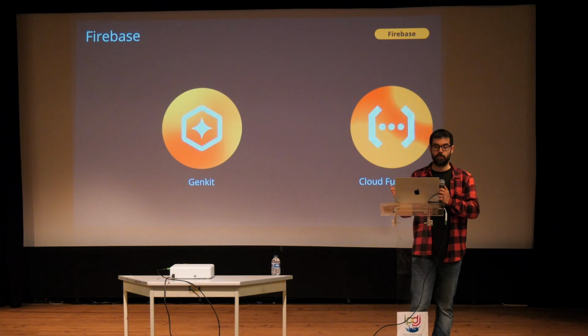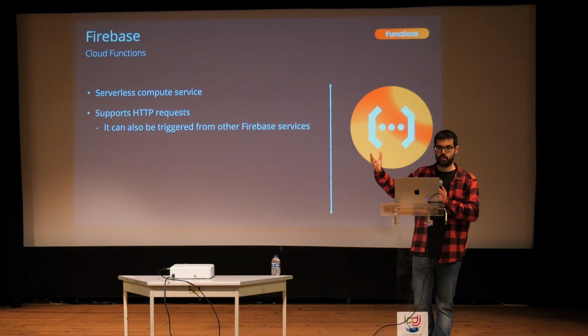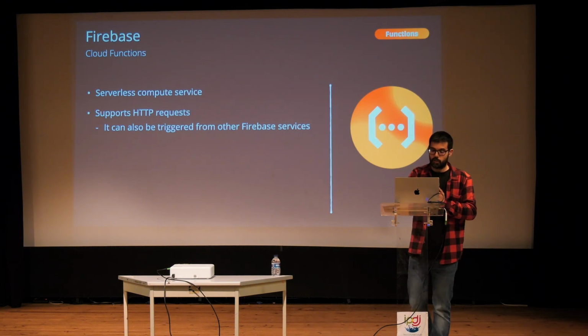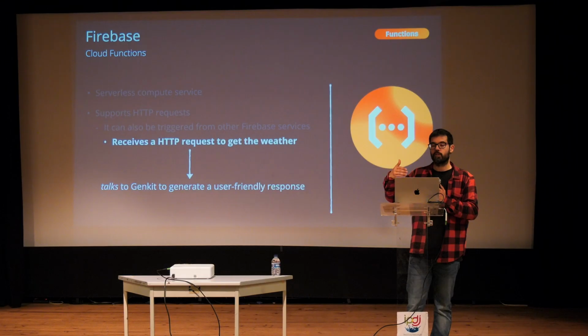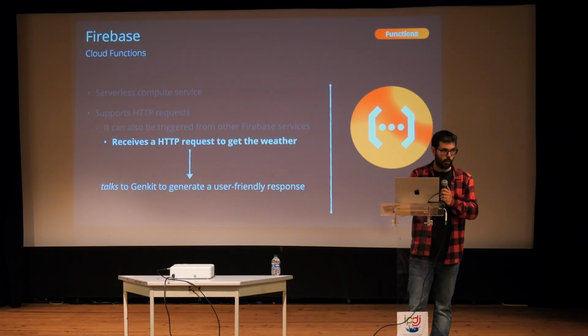There are 2 solutions for this that I'm really happy with, which are called GenKit and Cloud Functions. This is built in Firebase, and basically Cloud Functions is a serverless compute engine that you can send HTTP requests to ask for more information. It can be used, for instance, when a user logs in to your app, to send a welcome email. In our use case, I want to make a request and receive a response from Gemini that is quite friendly.